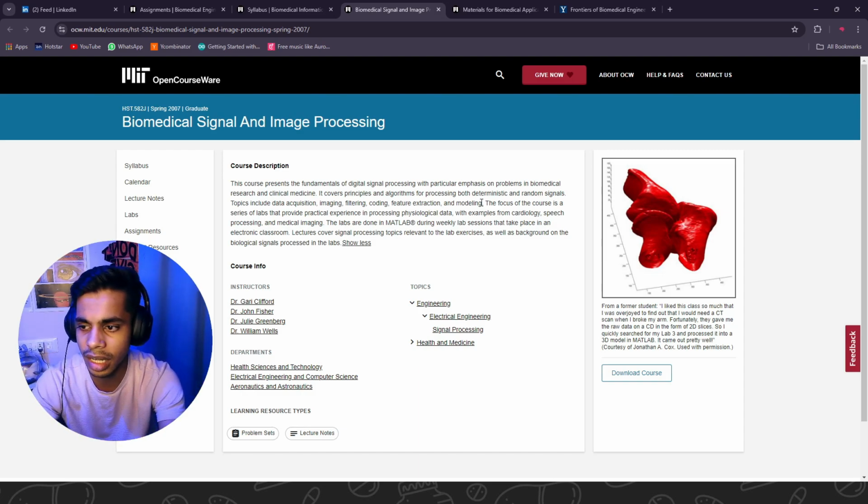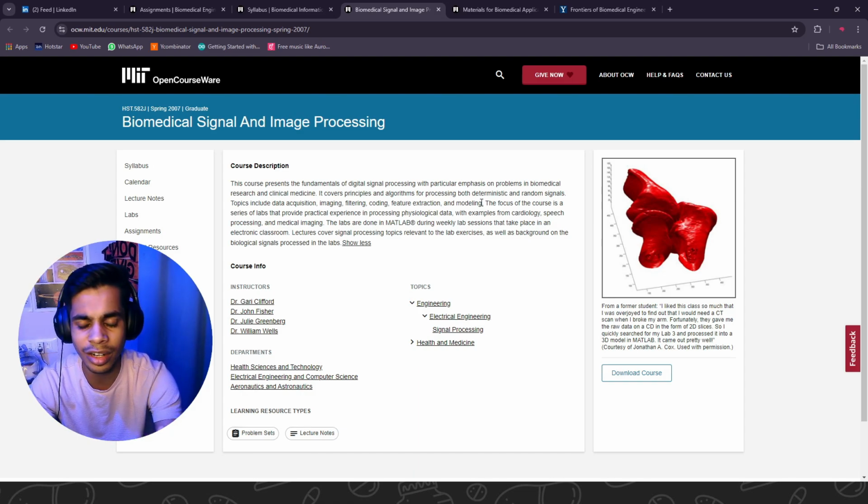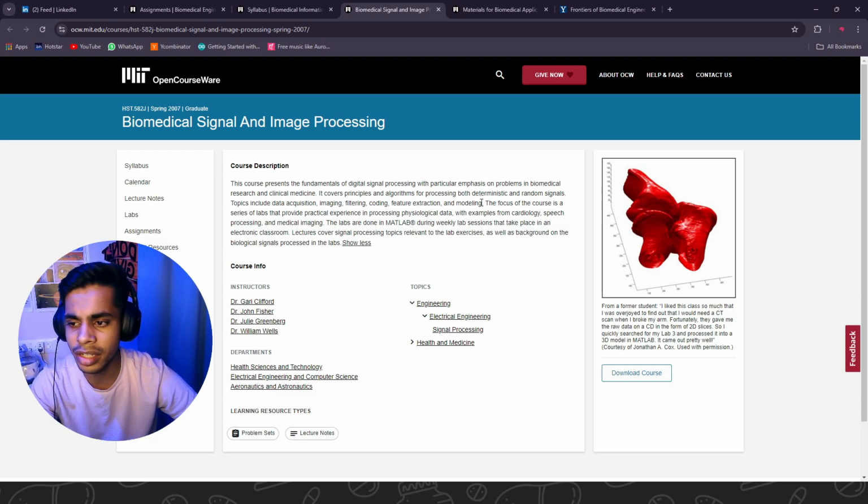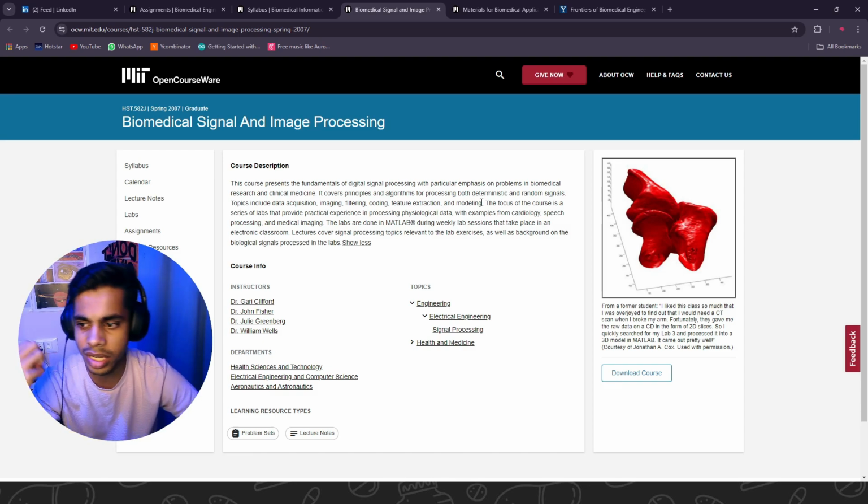if there's a lot of data, how to do data acquisition, imaging, filtering of those images, coding, feature extraction and modeling. The focus of this course is basically a series of labs that provide practical experience in processing physiological data with examples from cardiology, speech processing and medical imaging, right? So it will give you like a 360 degree view or exposure to different domains of the biomedical industry. Cool. So biomedical signal and image processing is going to be the third course for you guys.